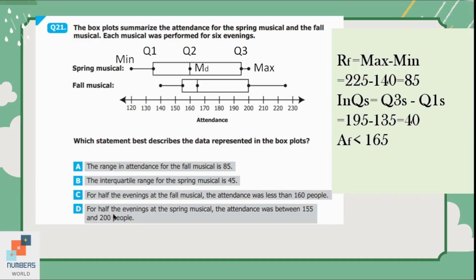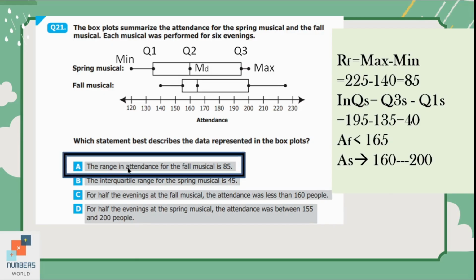The last option is for half the evenings at the spring musical, the attendance was between 155 and 200 people. Now look at the median of the spring musical. It is at 160. So 50% of the data is represented after the median. So the attendance is between 160 and 200, not 155 and 200. So option D is also incorrect. Only option A is the correct one. The range in attendance for the fall musical is 85.